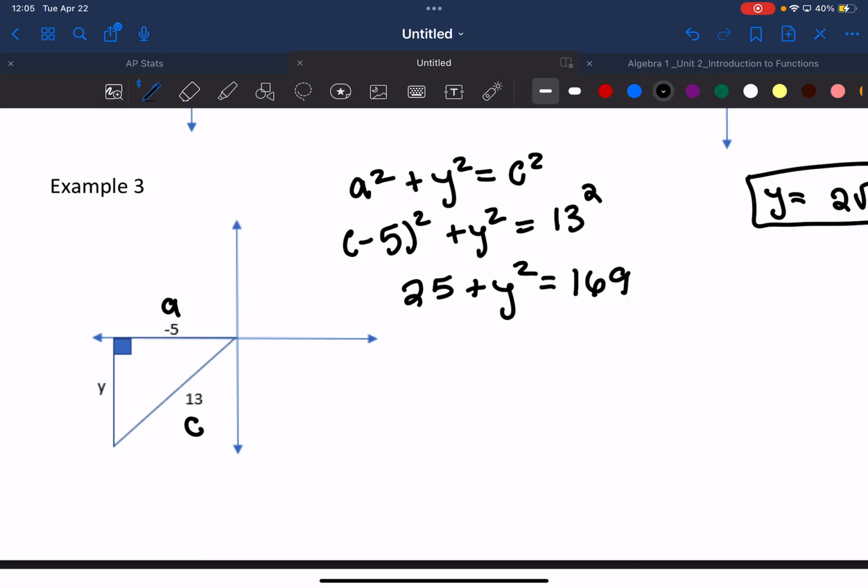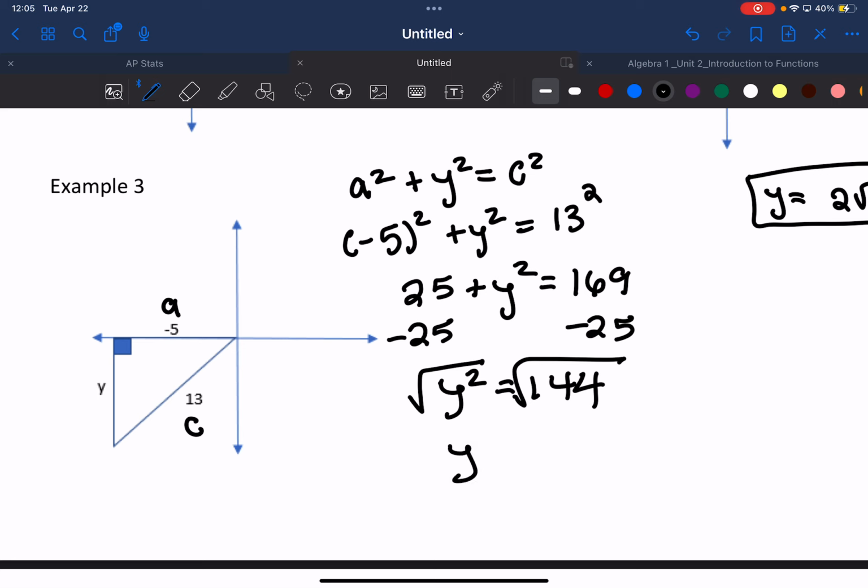169. I need to get Y by itself, so what am I going to do? Subtract 25. So I get Y squared equals 144. I take the square root of both sides, and I get Y is equal to 12 because it's a perfect square.